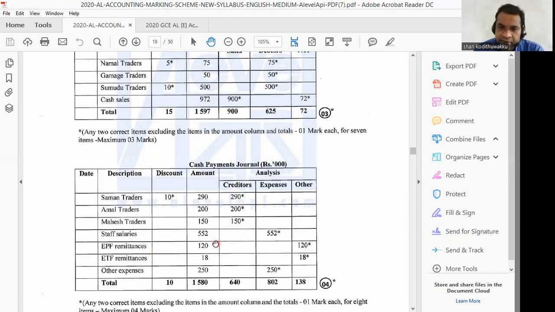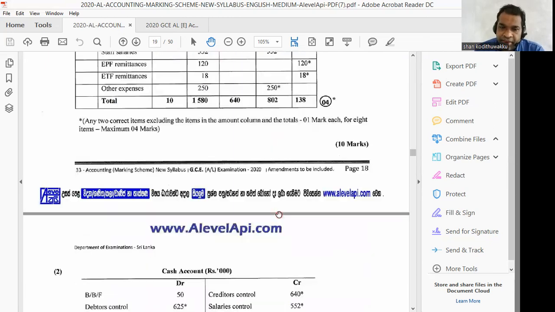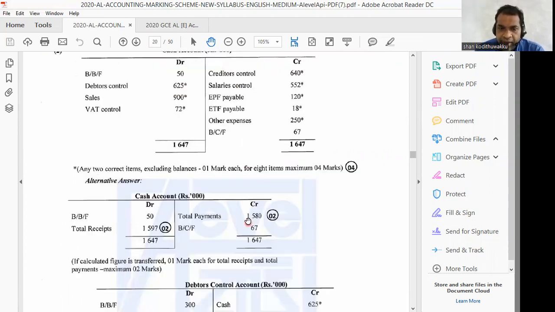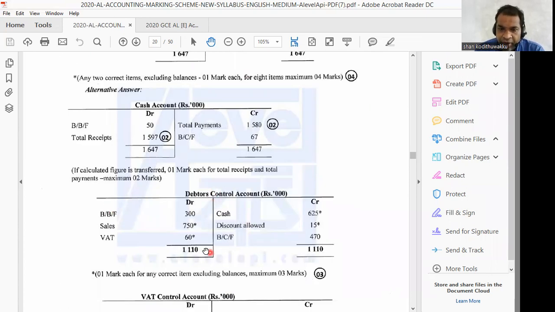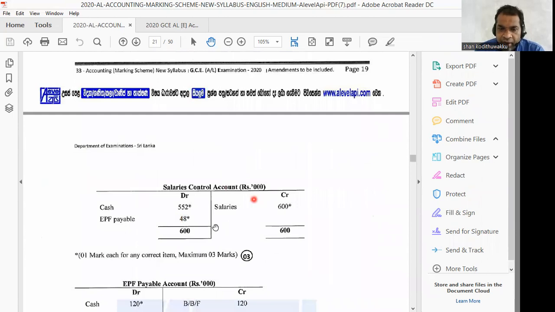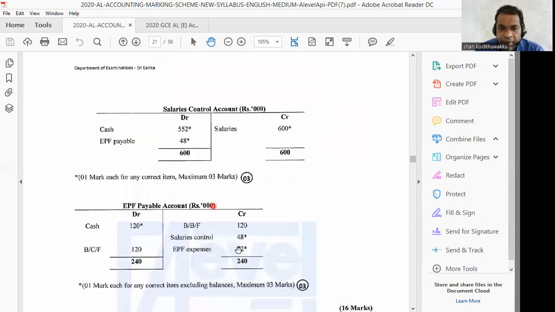You can ask for a number of papers and you can draw first. And secondly, you can draw ledger accounts. That is the answer for part 2. Cash control account like this, just a P account, and debtors control account like this, and also VAT control account, and again salaries control account and EPF payable account.